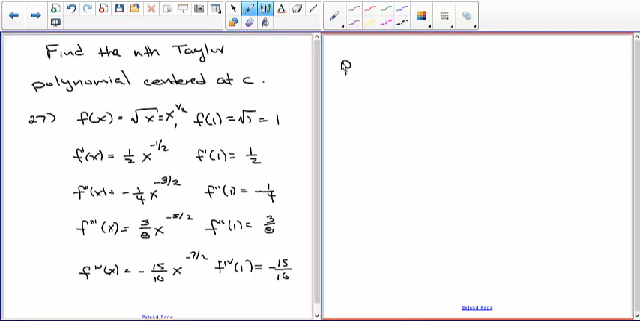So the actual polynomial is 1 plus 1/2 times x minus 1. So instead of multiplying just by x, we take x minus whatever number this is centered around. So when we put in x equals 1, this goes to 0, because we know the square root of 1 is exactly 1. So all the higher order terms should drop out when x equals 1.